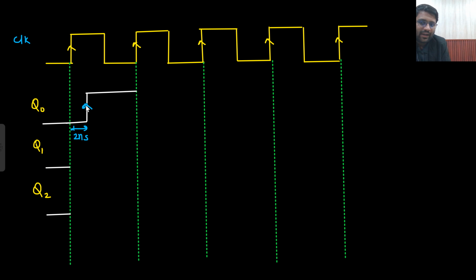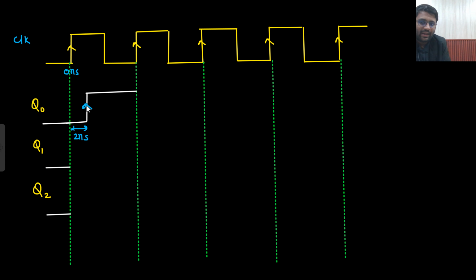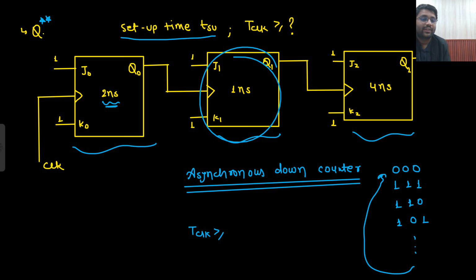So at this particular time, at 2 nanosecond, let's just say this was t equals 0 nanosecond. At 2 nanosecond, this flop has got the instruction that you need to toggle now. The positive edge has come.